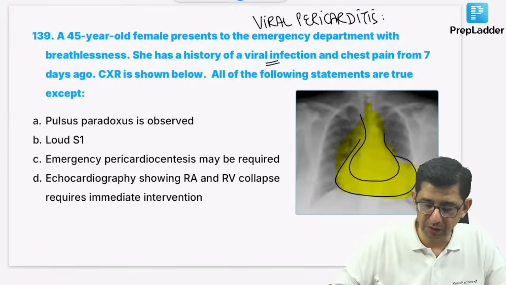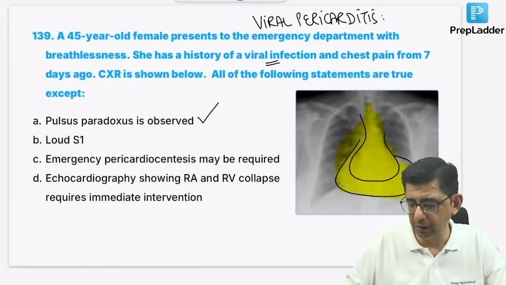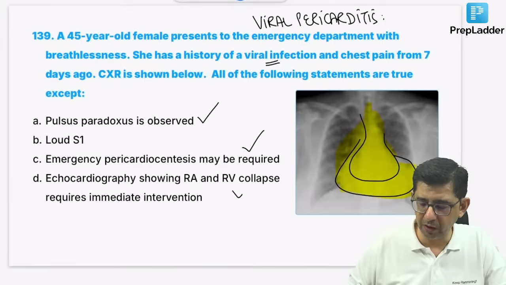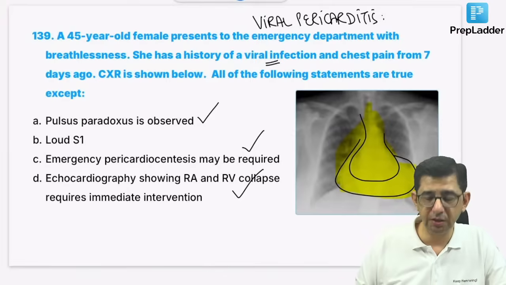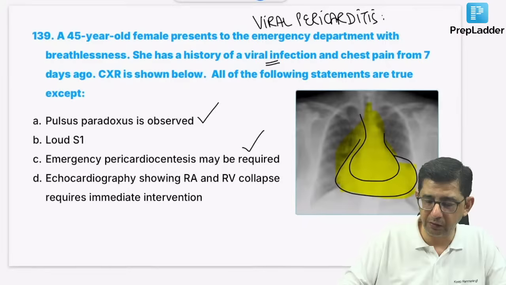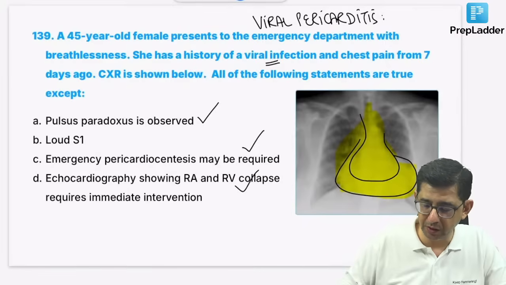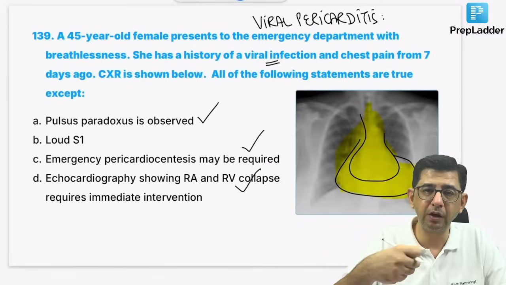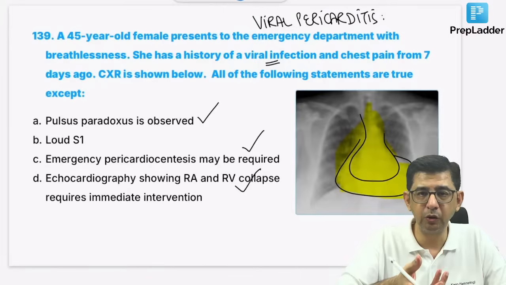So pulsus paradoxus can be seen in this patient, understandable. We might have to do a pericardiocentesis and RA-RV collapse can be seen. Last time in NEET PG, there was one question in which RV collapse was not written. Only the patient's MCQ was saying RA collapse. But even that is sufficient for you to say that this is cardiac tamponade, because first we have atrial collapse and then we have a ventricular collapse, because atrial is a low pressure circuit.